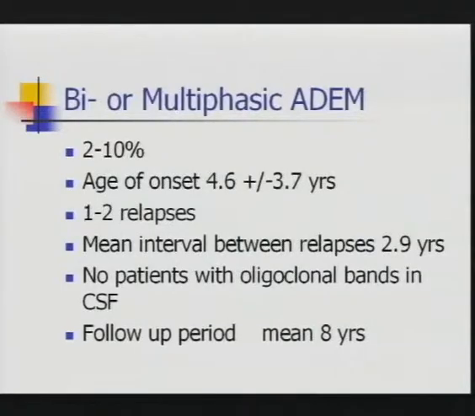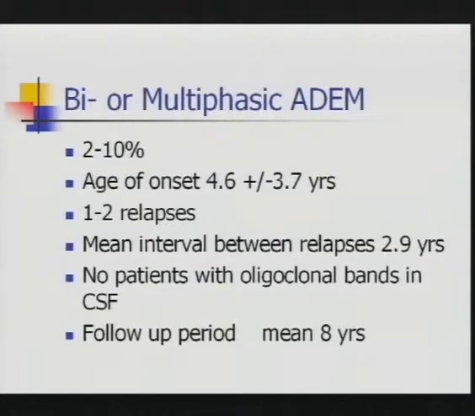These kids will continue to be negative for oligoclonal bands on the CSF. If kids go on to develop pediatric multiple sclerosis, they'll turn positive for the oligoclonal bands, and the CSF IgG index will be elevated, or the amount of antibodies you see in the spinal fluid will be elevated. The follow-up period for these kids was about 8 years in this one study.